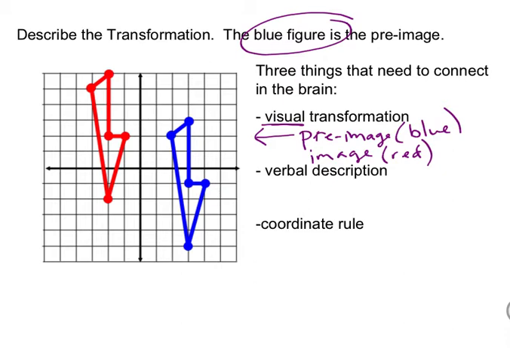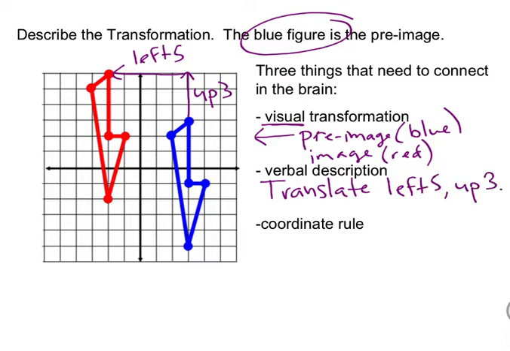Okay, verbal description. Sometimes these get written down, they're just not out loud verbal. But the verbal description is describing what happened. Now, this is a slide, which is a translation. So I would describe this first by telling that it was a translation. I'm just going to use the basic verb translate. Now, it looks like it translates up 3 and left 5. So I would describe this as translate left 5 up 3. That is the verbal description, and sometimes it gets written down.